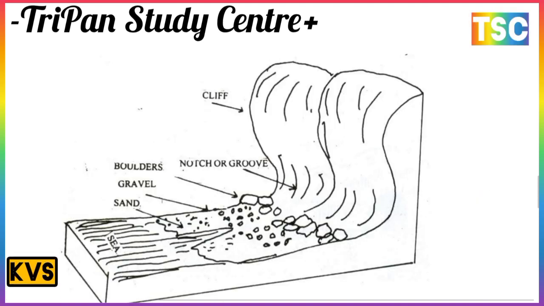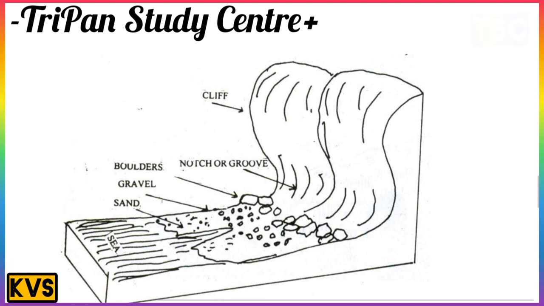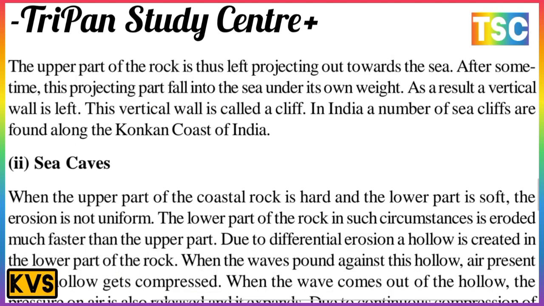There is a cliff on this side, bordering the sand and the sea. This is the important diagram shown here. The upper part of the rock is thus left projecting out over the sea. After some time, this projecting part falls into the sea under its own weight. As a result, a vertical wall is left. This vertical wall is called a cliff. In India, a number of sea cliffs are found along the Konkan coast.